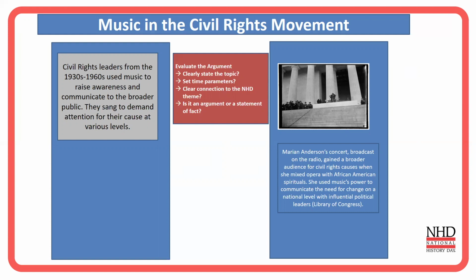Now the student's not only saying that the leaders use music, but how: to raise awareness and communicate to the public. They sang to demand attention for their cause. Okay, so that's a little bit of a deeper understanding. We've got the time parameters. We've got the idea of communicating out to get attention. I'm not really sure about the understanding of the back end of that, but we're getting closer. And is it an argument? Now we're getting closer, because we're not just saying that they sung, but they're saying why, and that's demanding attention.